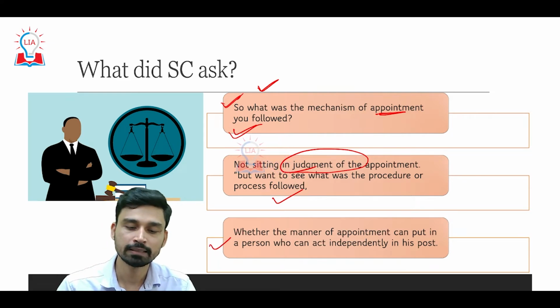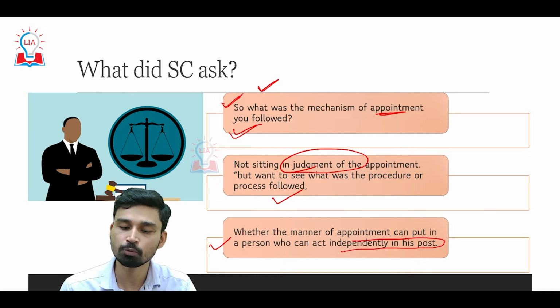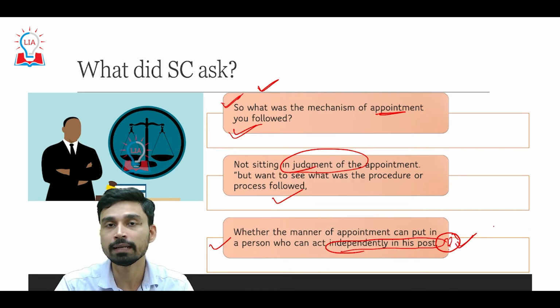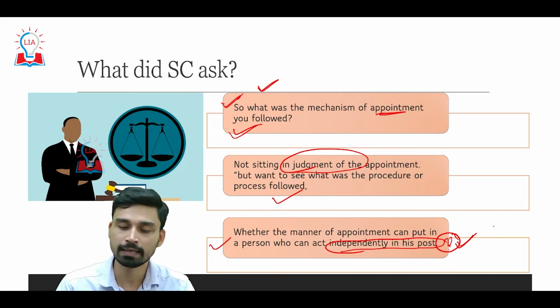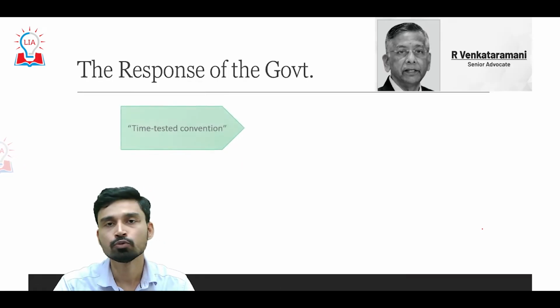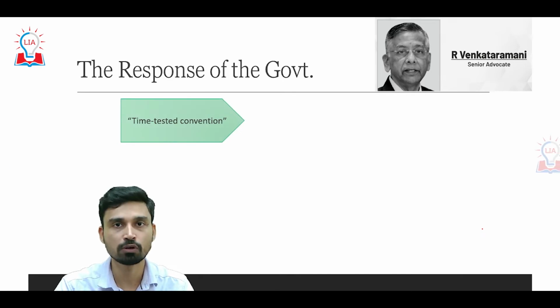Also, the Supreme Court has said that the most important question is whether the manner of appointment can put in place a person who can act independently in his post. Has the appointment by the central government been done taking care of the main principle that the election commissioner can act in an impartial and independent manner without any pressure from the central government or any government? So in this regard, what has been the response of the central government?